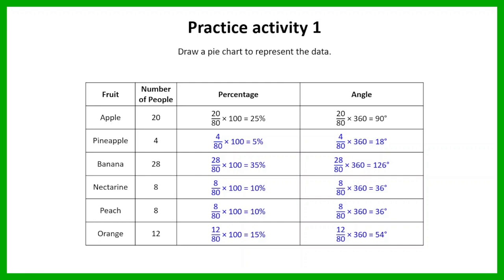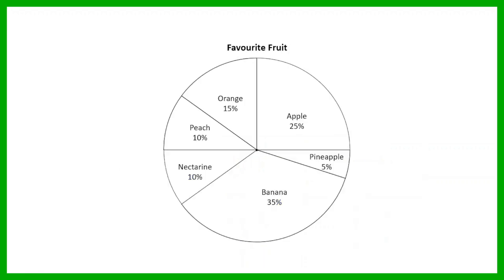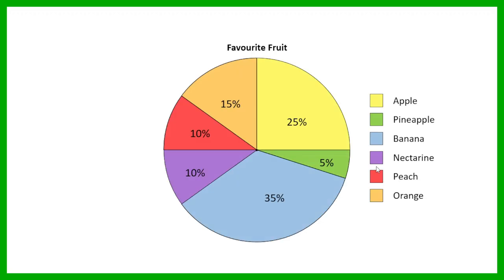Okay, so let's take a look at what your graph should look like. So over here, this is what your pie chart should look like. So you start off with your 25% slice for your apple, then you've got 5% slice for pineapple, a 35% slice for banana, you've got your nectarines and your peaches, which are both 10%, and then your oranges, which were 15%.